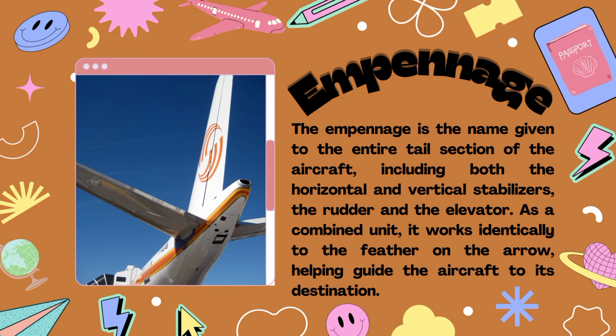Next is empennage. The empennage is the name given to the entire tail section of the aircraft, including both the horizontal and vertical stabilizers, the rudder, and the elevator. The empennage is positioned at the aircraft's back portion. Its 2 main components are the rudder and elevator that contribute to the plane's stabilization. The rudder aids in steering from right to left, and the elevator helps in changing elevation.